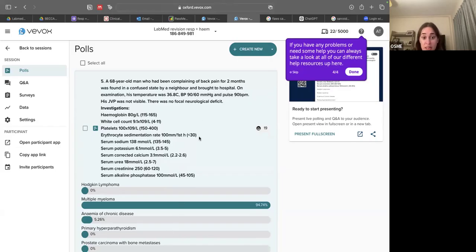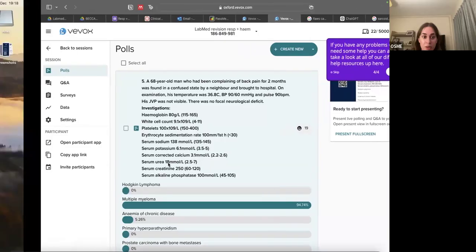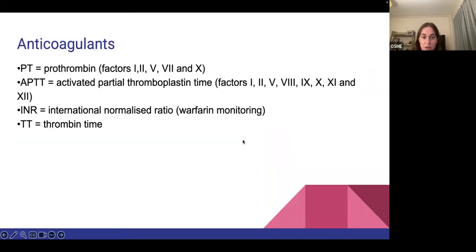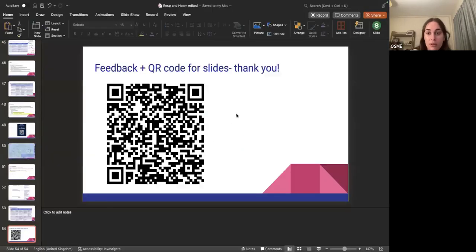You would see the rise in ESR. So it's about making sure when you're going through these questions, you pick through each of the lab findings. Besides that, that's pretty much the end of the session.